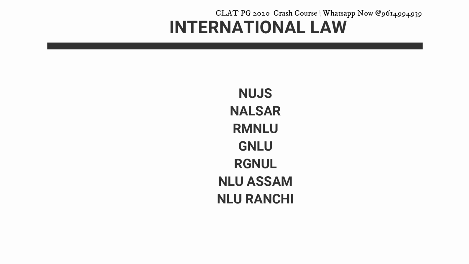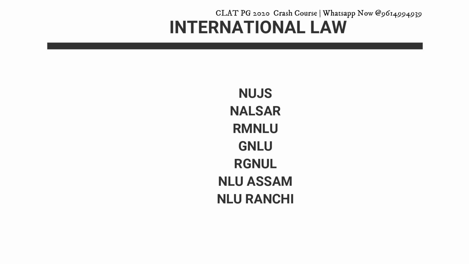The third option that you can have is RMLU. I told you already, RMLU has a lot of different branches, so you can definitely try RMLU. The fourth option is GNLU, very good options. The fifth option is RGNUL, the sixth is NLU Assam, and the seventh is NLU Ranchi. So these are the seven options that you have to fill out.